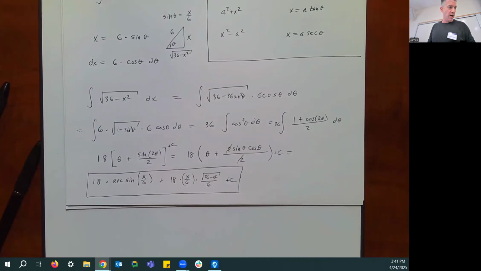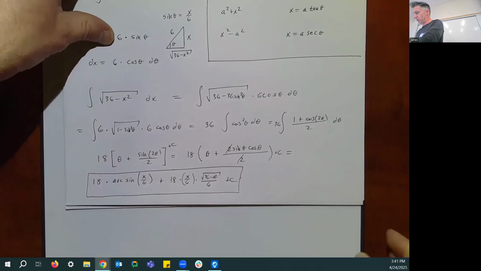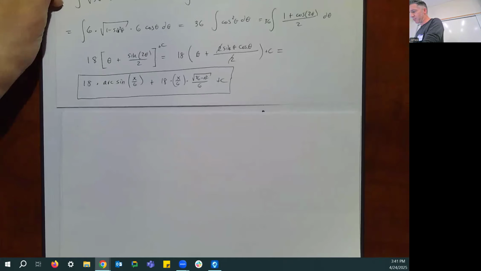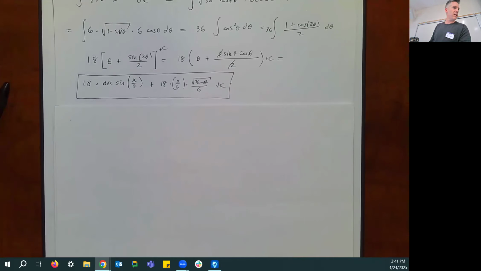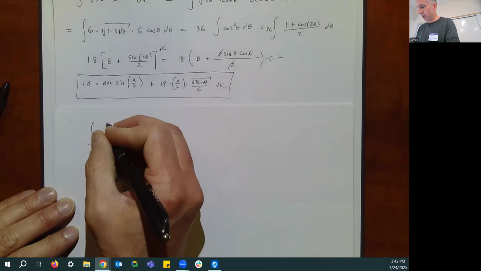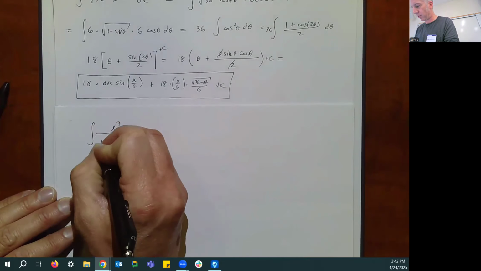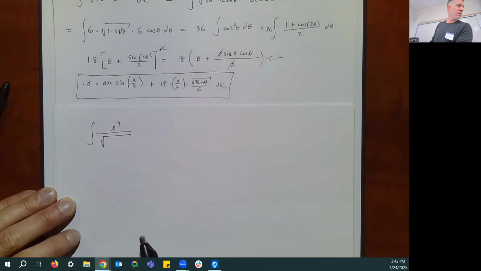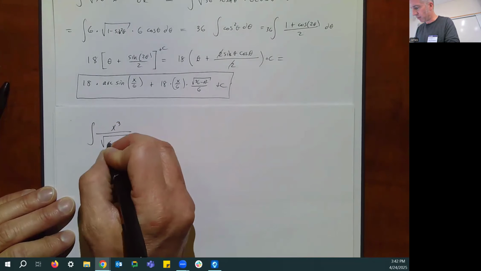It's kind of neat. There's two more trig substitution problems I want to throw at you, and then we'll talk about partial fractions. Two more, just two more. So let's look at this next one. Let's say we had the integral of x cubed over the square root of x squared minus 1.